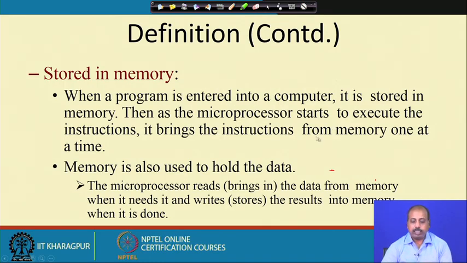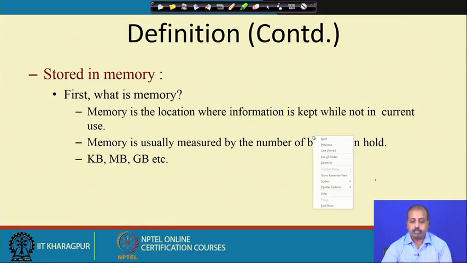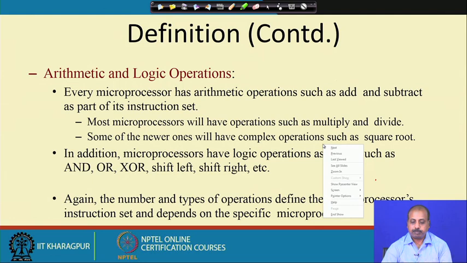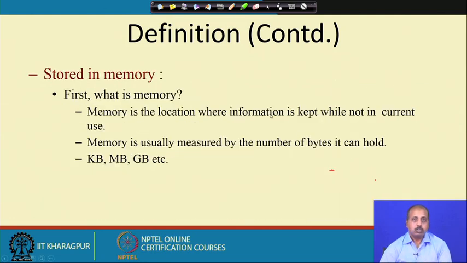Another important thing that we have not considered is stored in memory. So, what do we store in memory? We have already seen what memory is, so we can just quickly recapitulate. This is the location where the information is kept while not in current use. What do I mean by not in current use? Not in current use by the processor; the processor is at present not using it.